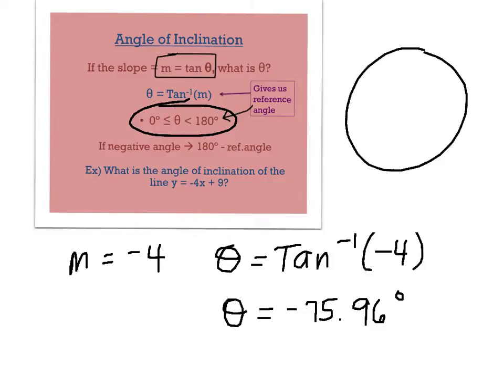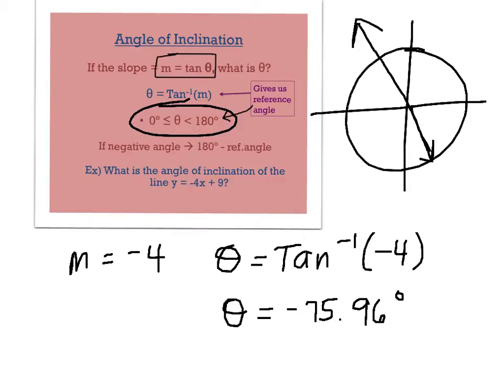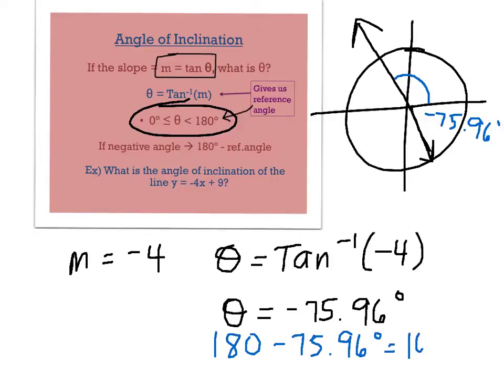Let's take a look at a picture. If I told you to draw a negative 75.96 degrees, you'd probably throw it somewhere down here. If we extend this line, let me change the color here so you can see it. We know that this is going to be negative 75.96 degrees. We want this angle right here. In order to solve that, we can do 180 minus 75.96 degrees. And that's going to leave us with our final answer, which is going to be 104.04 degrees as the angle of inclination.